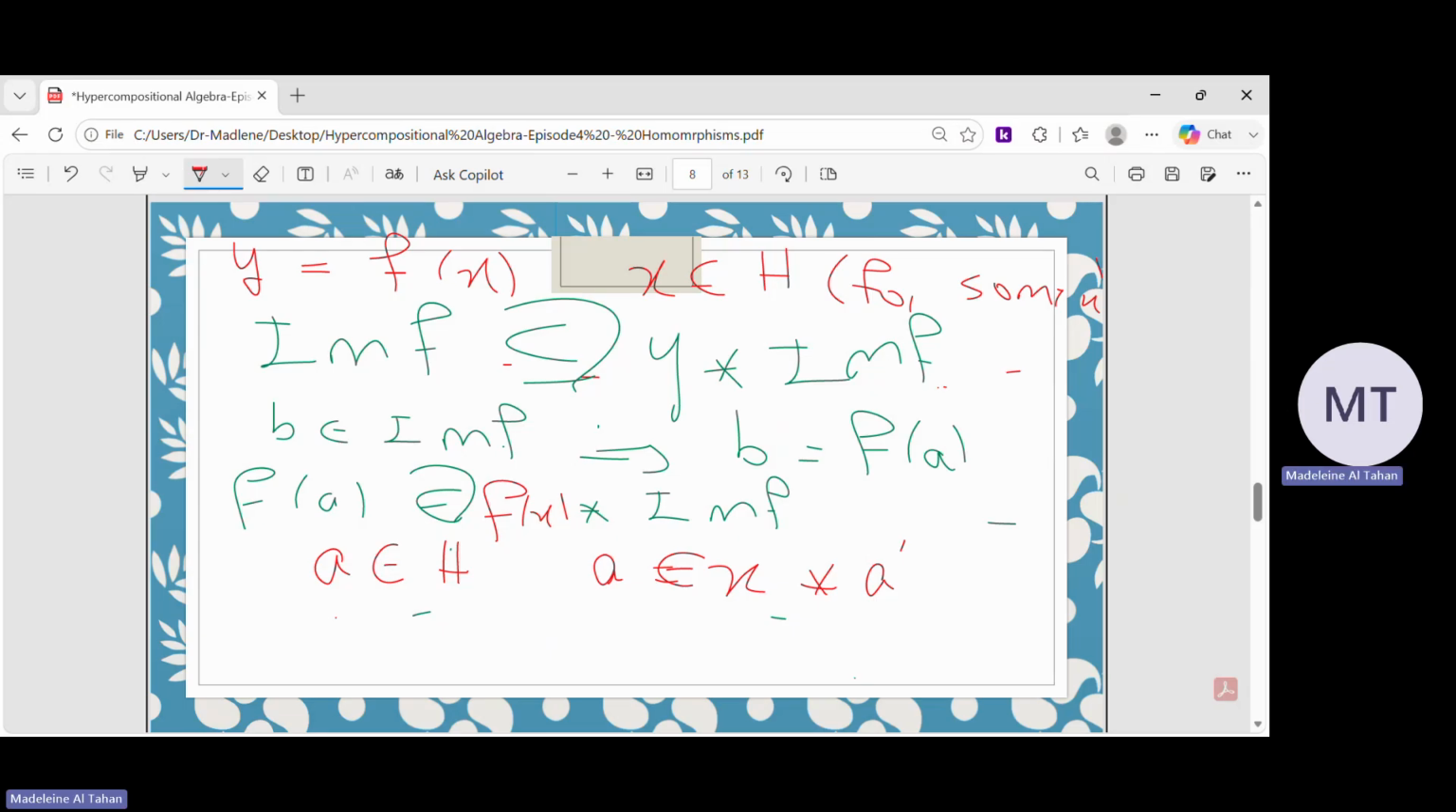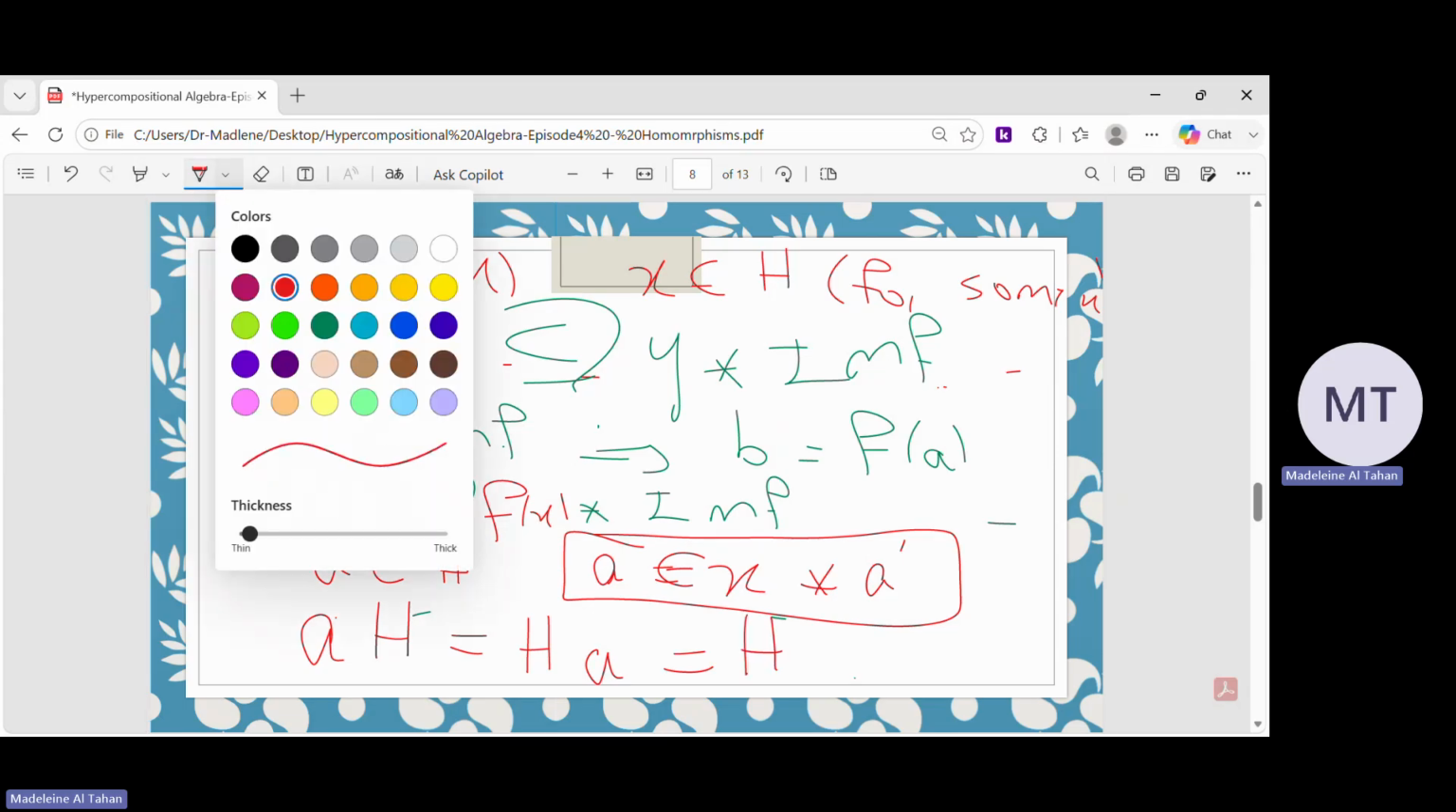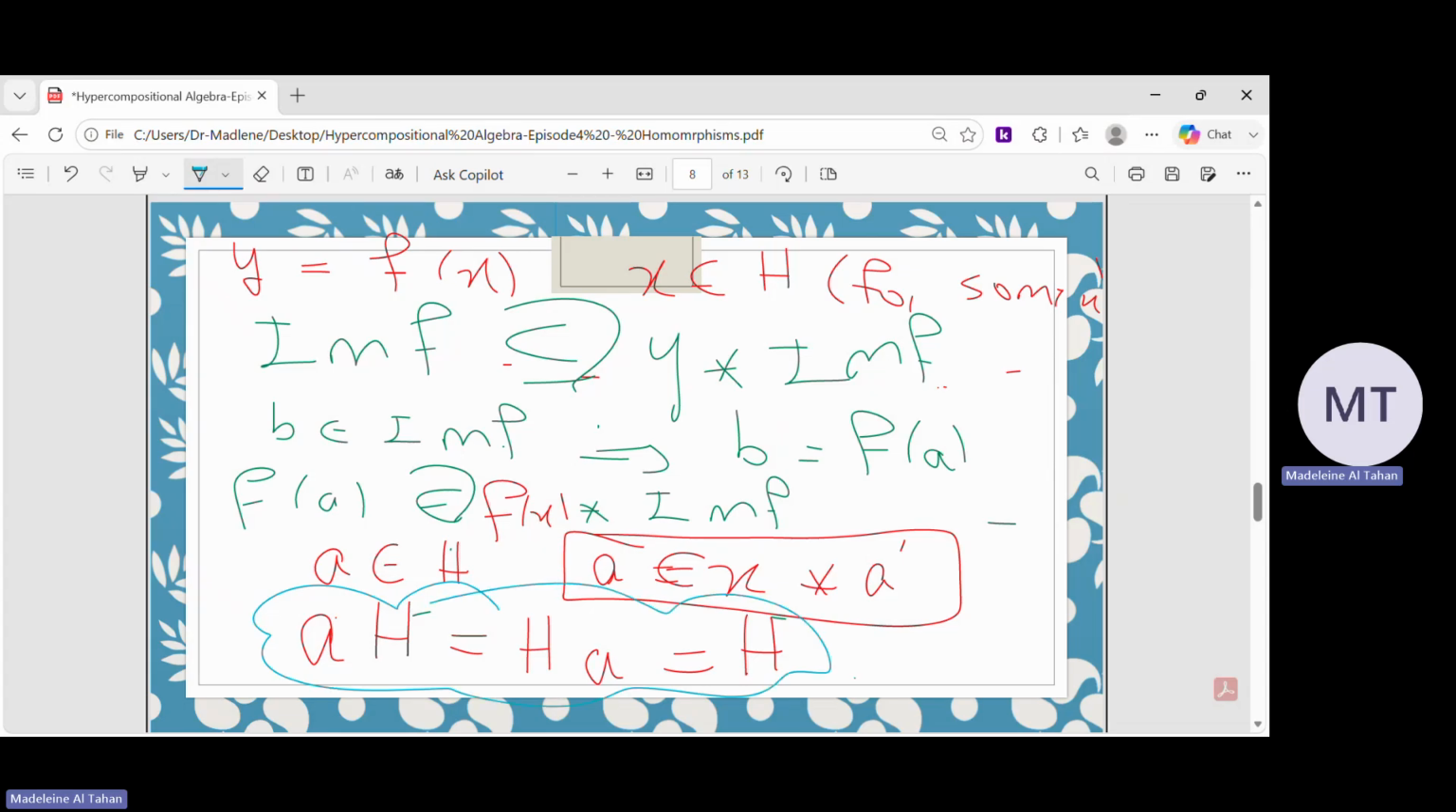This is what we need to show. What do you think about this one? Can we write A as an element in X star A prime? We have AH equal HA equal to H. What do you think? Using this one, can we deduce this?